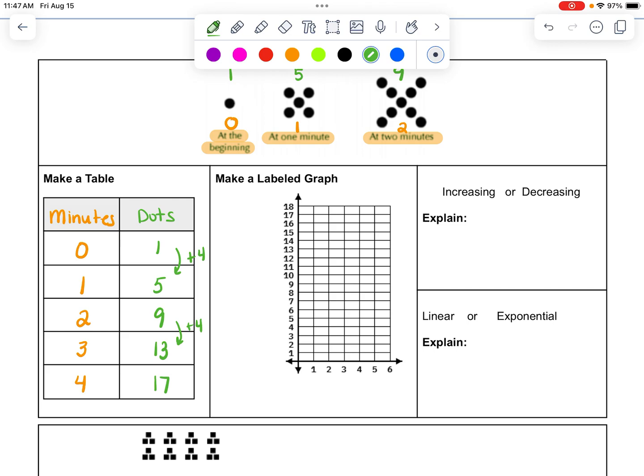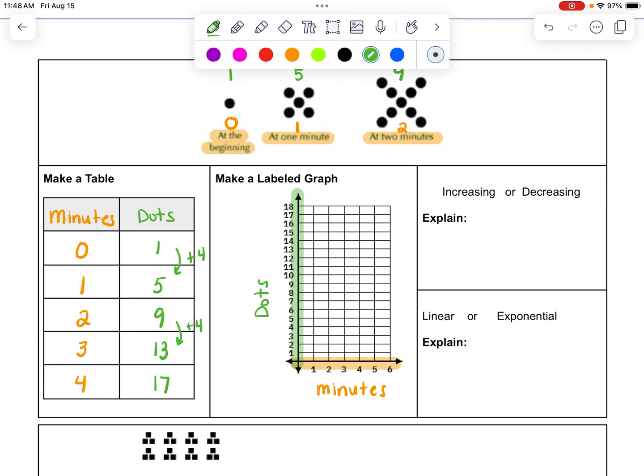Once I have my table, I'm now going to make a labeled graph. The input labels always go on the x-axis, which is down here. So my input label is going to be minutes, and my output label always goes on the y-axis, which is going to be right here. So my output label is going to be dots.